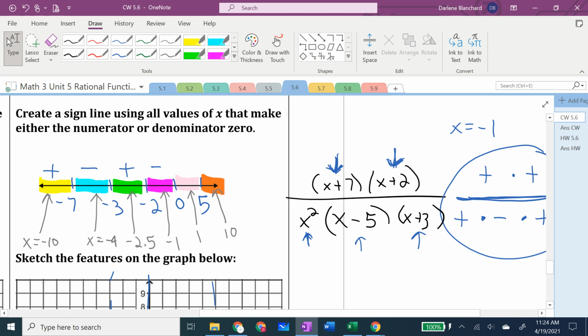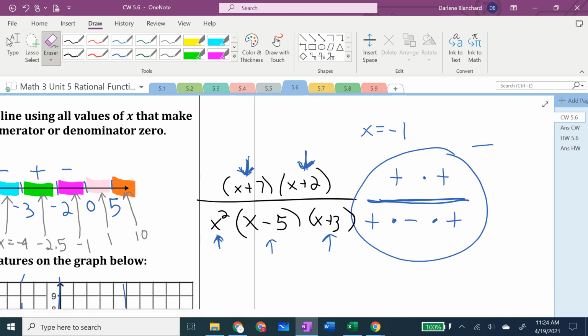All right. I'm going to erase, and then I'm going to plug in a +1. Positive 1 plus 7, positive. Positive 1 plus 2, positive. Positive 1 squared, positive. Positive 1 minus 5, negative. Positive 1 plus 3, positive. 1 negative overall, negative. And finally, we see an issue where we don't get a sign change. Why did that happen?